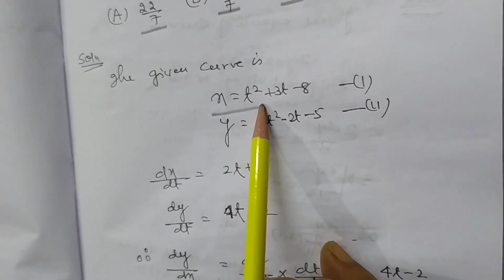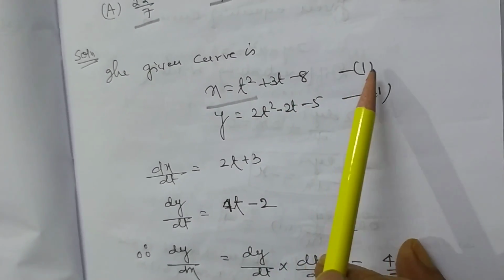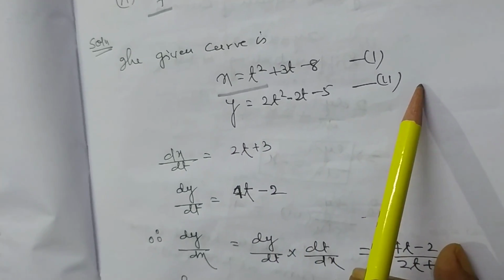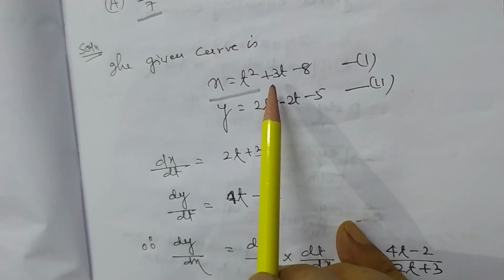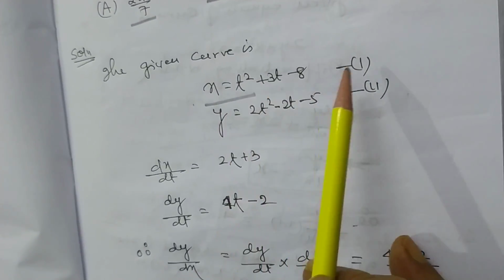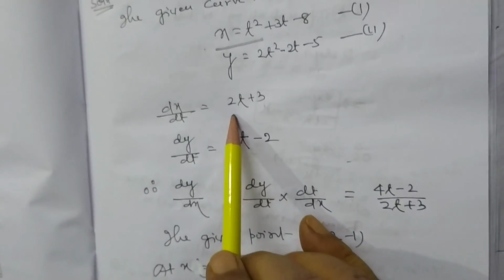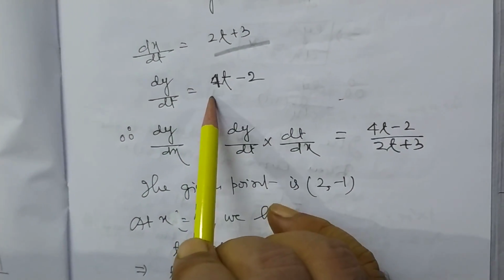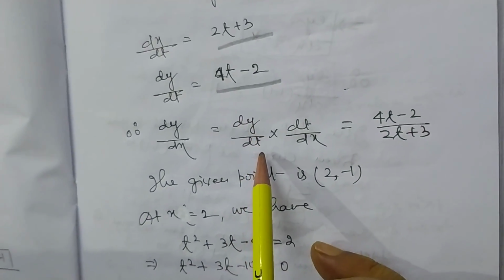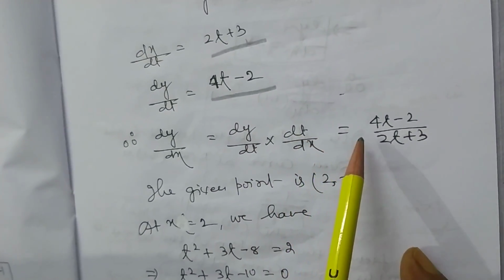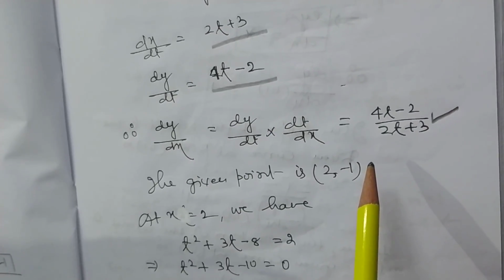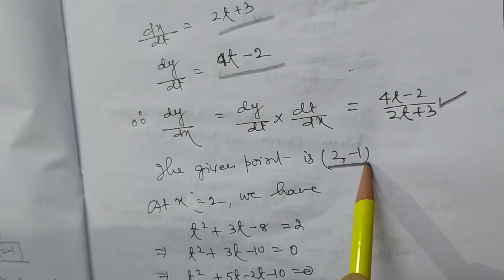The given curve is x = t² + 2t - 8 and y = 2t² - 2t - 5. So the equation is in terms of t. By finding the values of dx/dt and dy/dt from the first and second, we have dx/dt = 2t + 3, dy/dt = 4t - 2. So dy/dx = dy/dt × dt/dx, that is (4t - 2)/(2t + 3). The given point is (2, -1).